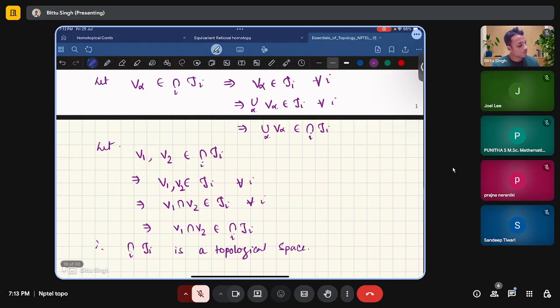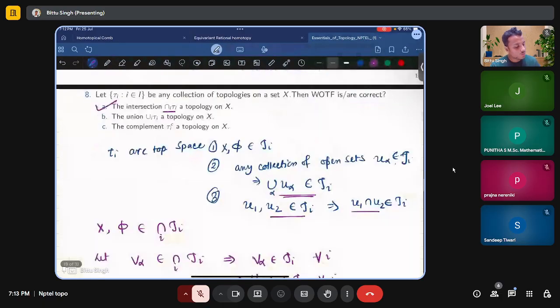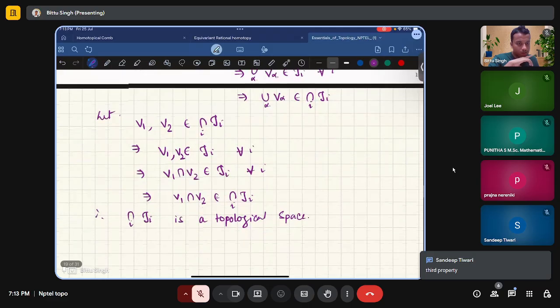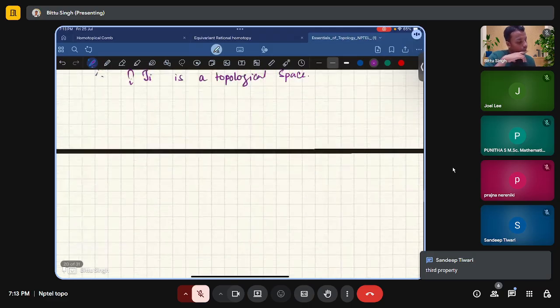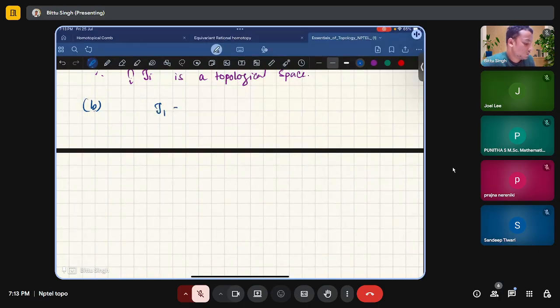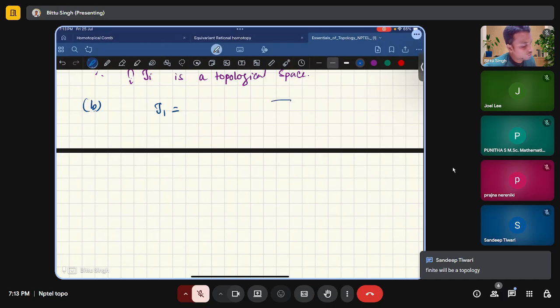Now, what about the second one? It says the union is a topology. Is it true? What about finite union? You are saying that arbitrary union may not be a topology. Okay, what about the finite? So let us check. Second one: consider tau 1 as in that example. Maybe there are 3 points.